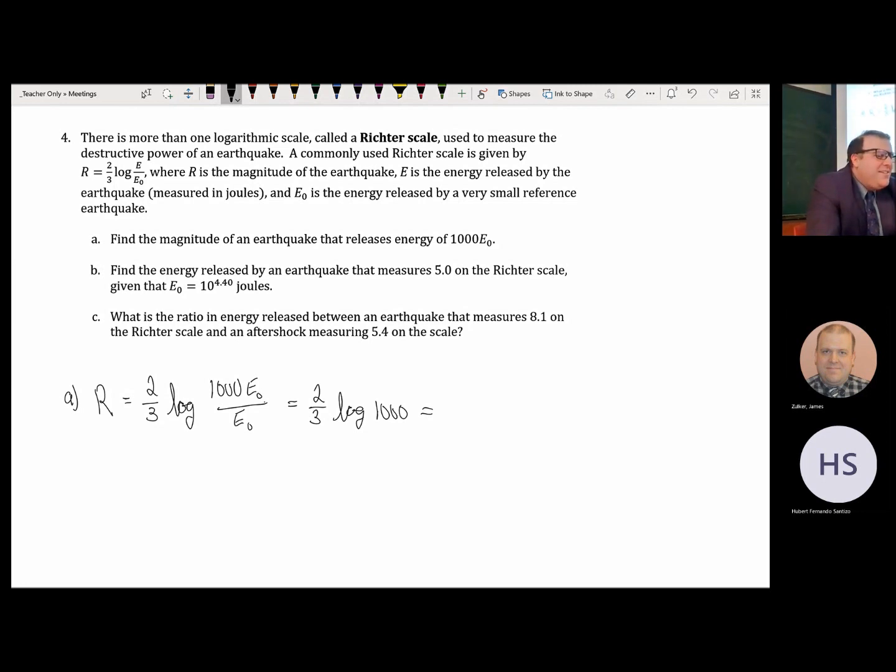Common log of 1,000 is 3. Left with 2 joules. Oh no, I'm sorry. Joules is for energy. We're left with a 2.0 on the Richter scale. I don't think it has any units.